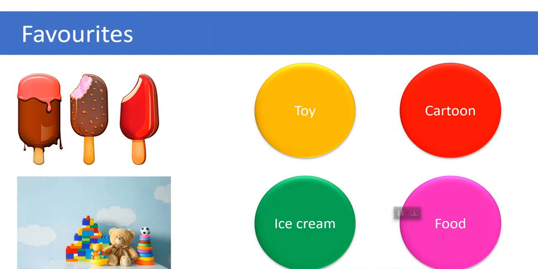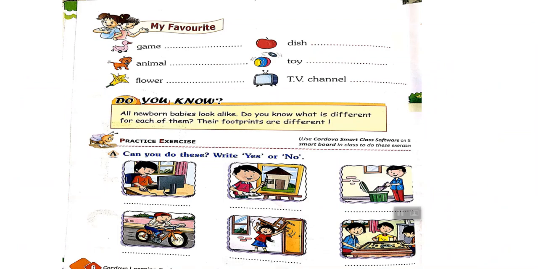So what do we mean by favorite? Favorite is something that you like or you love to do. So now let's move on. On this page of our book, the first thing here says my favorite. The first picture says my favorite game. So I have given an example, carom.